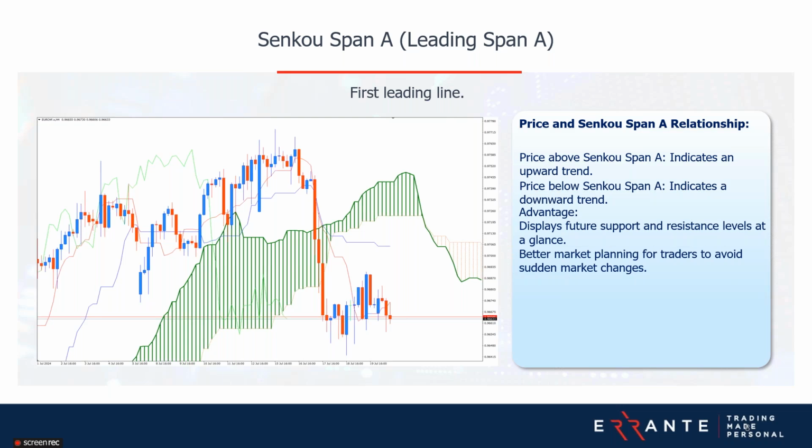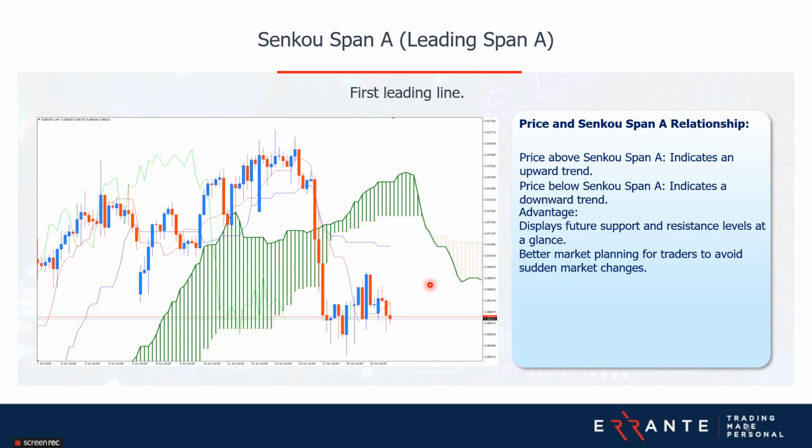So here are some advantages of Senkou Span A. One of the key advantages of Senkou Span A is its ability to allow analysts to see future support and resistance levels at a glance. And this capability to predict market movements enables us to plan our trades more effectively and avoid sudden market changes.